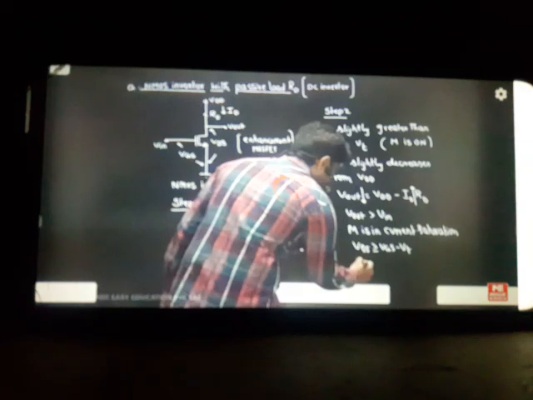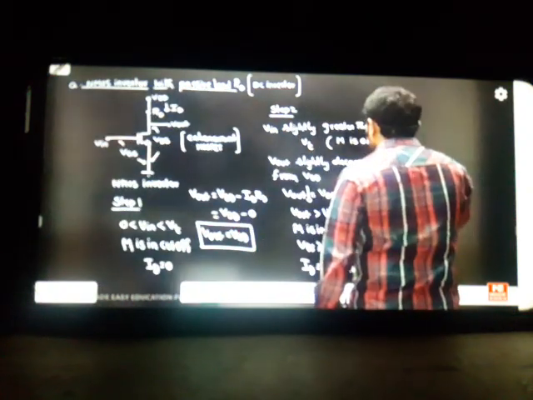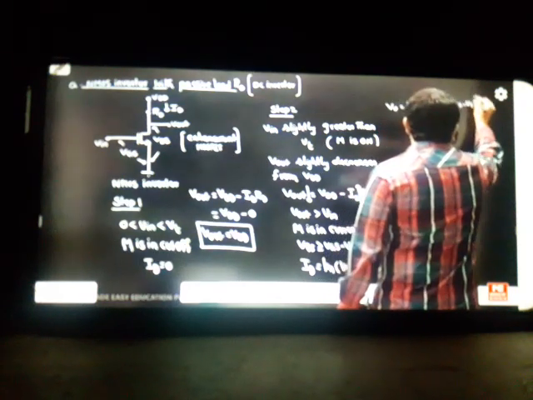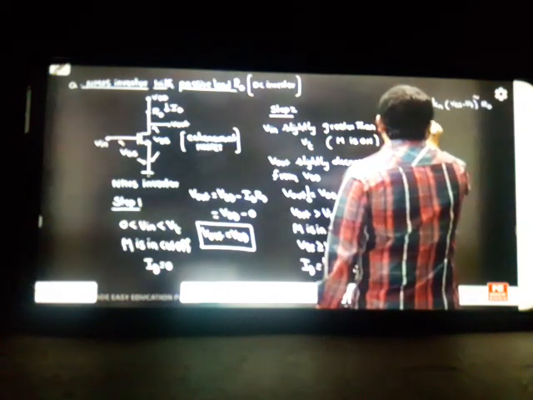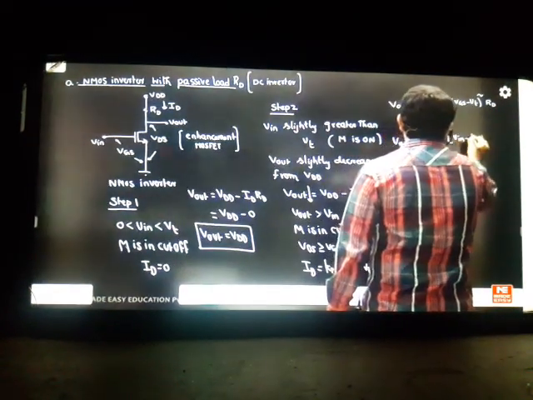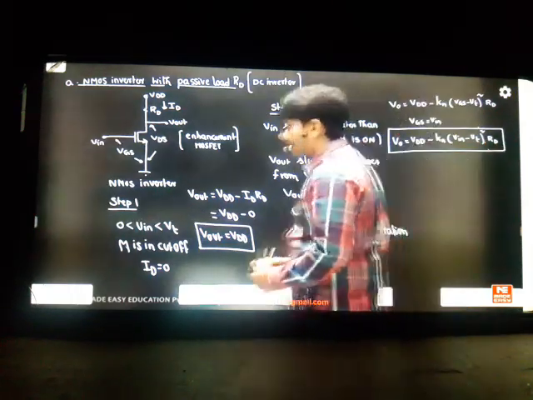Now what is the ID relation? We can write it as Kn into VGS minus VT whole square is the current relation. Now the current is flowing in this manner. Therefore, you can write the V out relation as VDD minus ID, which is Kn into VGS minus VT whole square into RT. Here VGS is nothing but your input voltage. So V out is VDD minus Kn into VIN minus VT whole square into RT. Now you can see how the behavior of your output with respect to input, I created a relation for it.